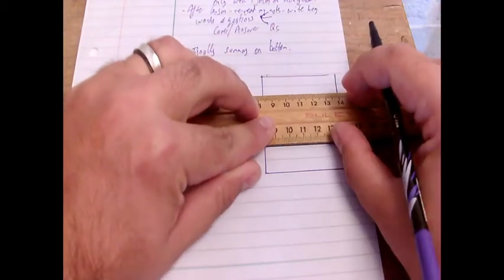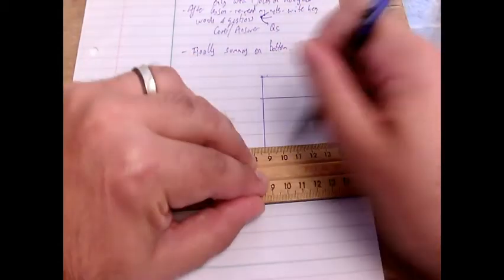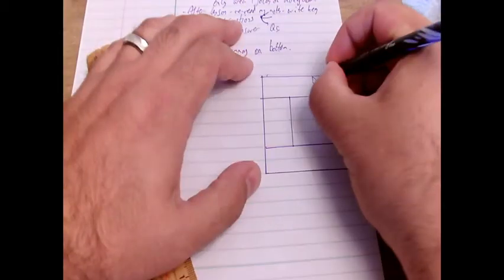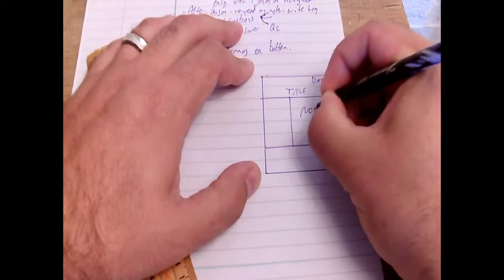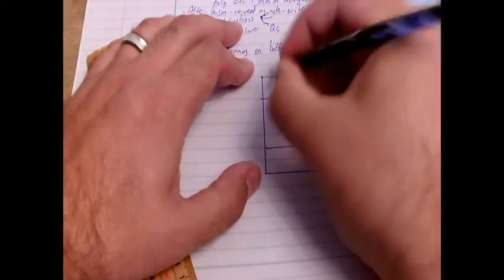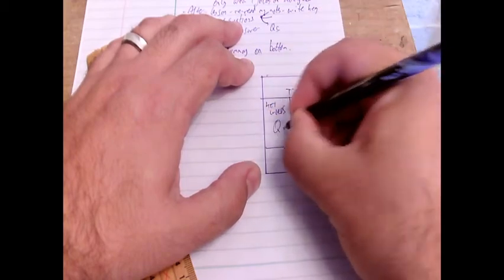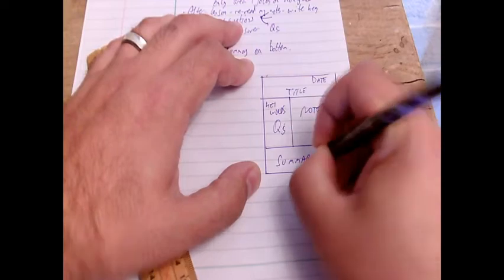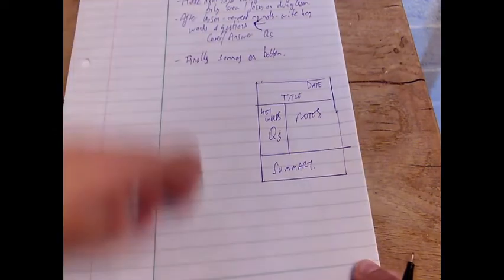So I'm going to put, there we go. And so it's not to scale, it's just a little diagram. So date, title, my notes are in here, my keywords and questions, and then down here I have my summary. Now the idea is really you don't use this very much afterwards because you've got everything summed up here.